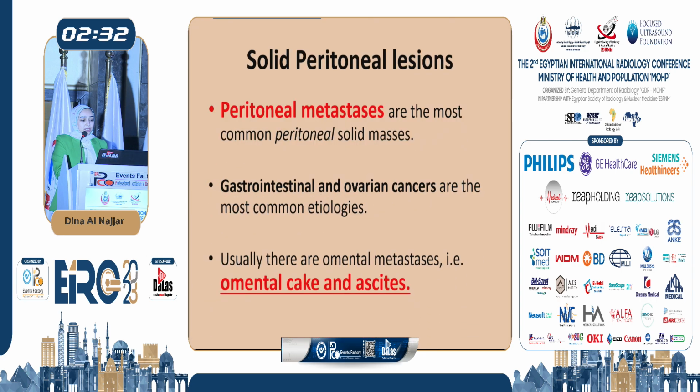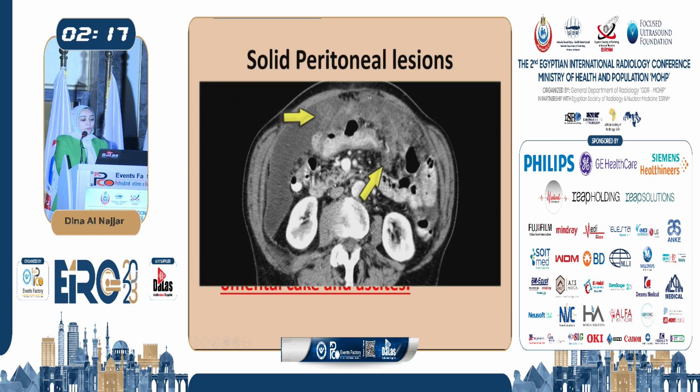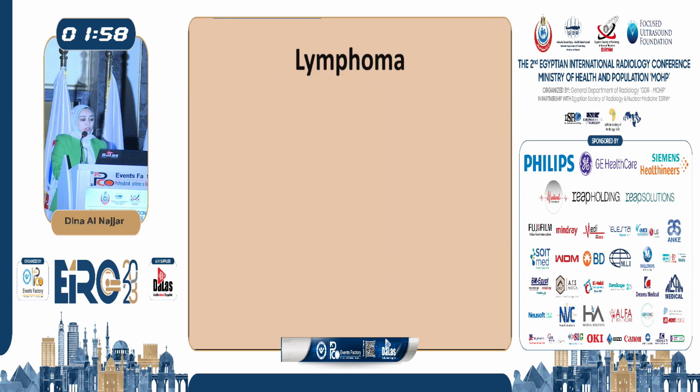Solid peritoneal lesions. Peritoneal metastases are the most common peritoneal lesion. Gastrointestinal and ovarian cancers are the most common etiologies, and usually there are omental metastases in the form of omental cake with ascites. This is a sheet of peritoneal thickening beneath the anterior abdominal wall. In most cases, it will be peritoneal carcinomatosis, but there is a big differential diagnosis, and we cannot always detect the definite pathology by imaging, so always remember that biopsy is the key in differentiating between different types of solid peritoneal lesions.